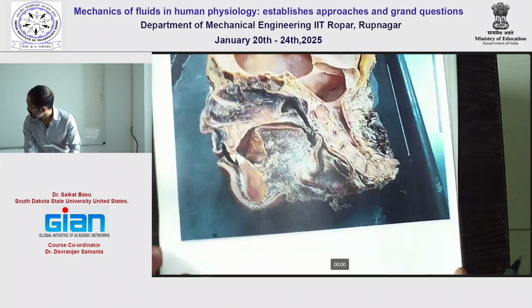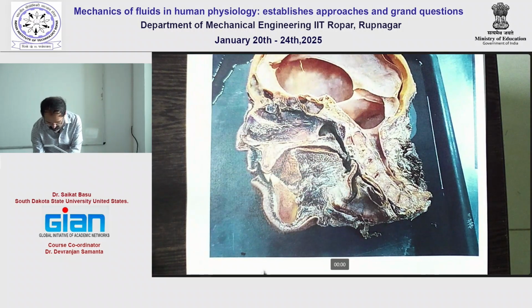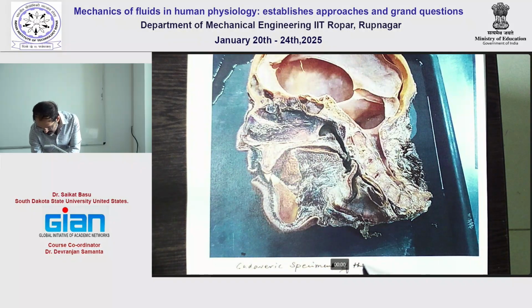So yeah, this is a cadaveric specimen of the URT, and clinically it is called a sagittal cross section.